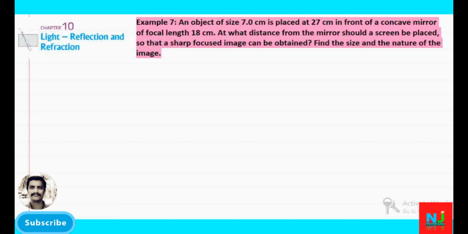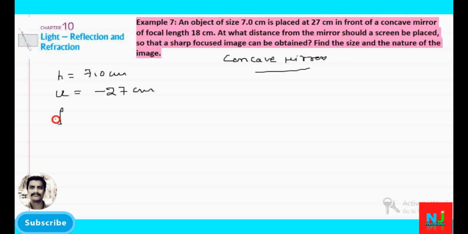An object of size 7 centimeter, that is, height h is equal to 7 centimeter, is placed at 27 centimeter, so u is equal to minus 27 centimeter, in front of a concave mirror. What type of mirror are we using? Concave mirror. Focal length is given: f is equal to minus 18 centimeter. At what distance from the mirror should a screen be placed?